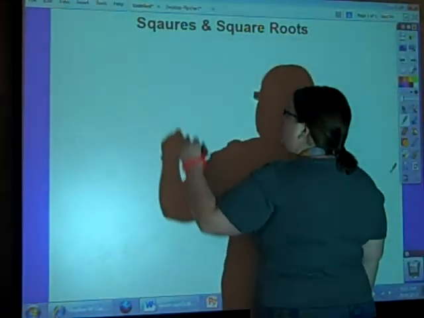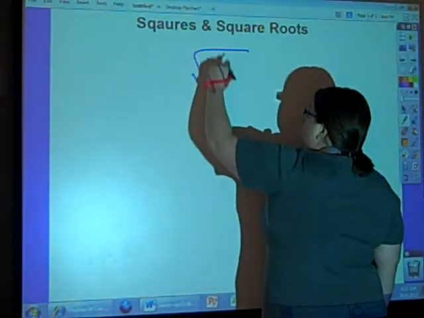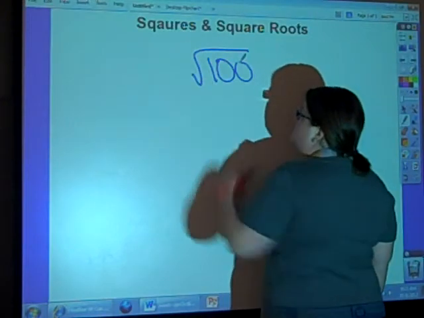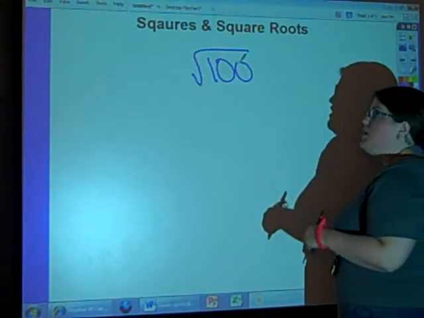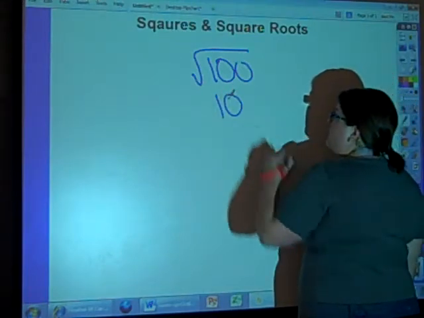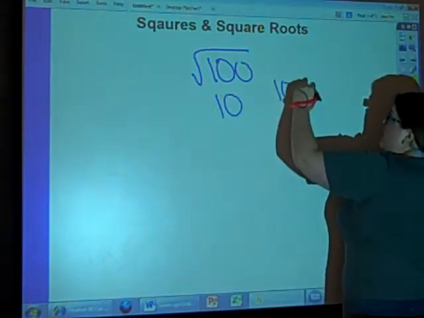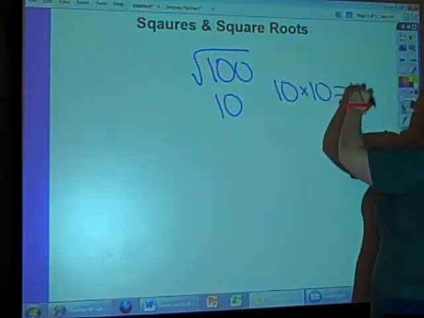Okay, if you see something like this, with nothing on the outside of our square root symbol, you read it as, what is the square root of 100? And your answer would be 10, because 10 times 10 gives you 100.